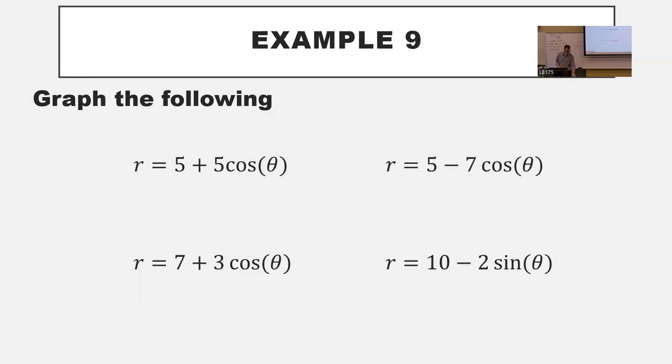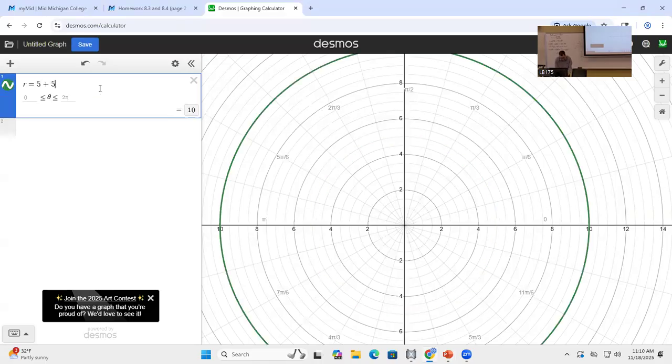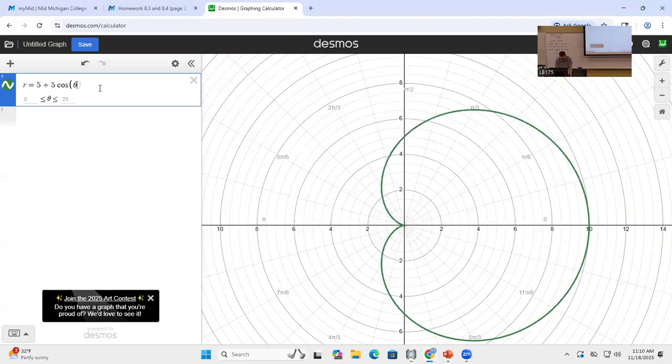Now I'm going to look at a couple of other types of graphs. I'll use my graphing calculator, or I guess I could use Desmos too. Either way, doesn't matter. We'll deal with number plus coefficient times cosine, number plus coefficient times sine. We do plus or minus, it doesn't really matter. Okay, I think I'll do this in Desmos, might be a little bit faster. r equals 5 plus 5 times cosine of theta.